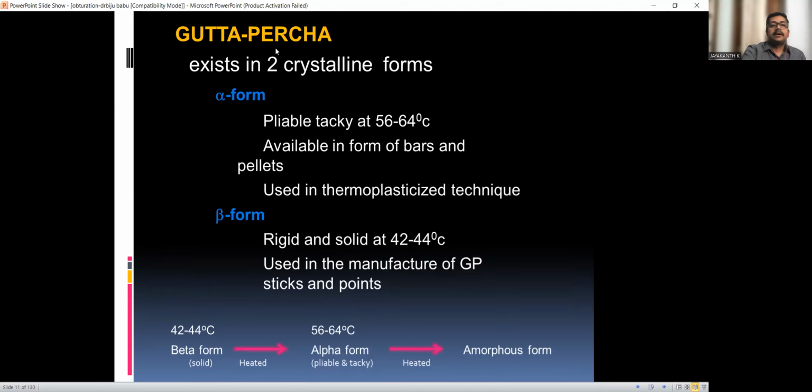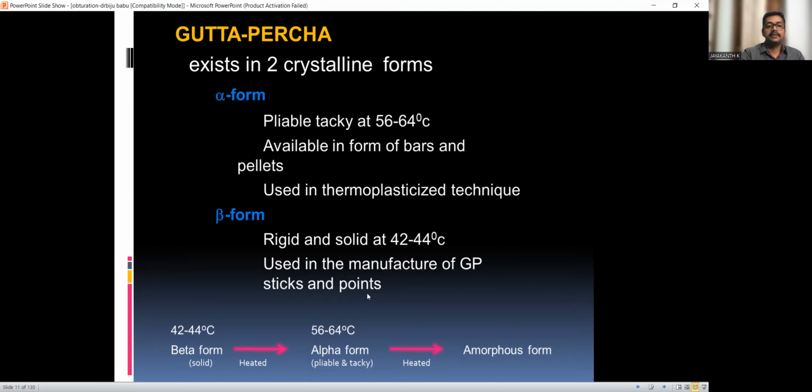Now, gutta-percha exists in two crystalline forms, alpha form and beta form. The alpha form is pliable, tacky at 56 to 64 degrees centigrade, and is available in the form of balls and pellets. This form is also used in thermoplasticized techniques, whereas the beta form is rigid and solid at 42 to 44 degrees centigrade. It is used in the manufacture of gutta-percha sticks and points.